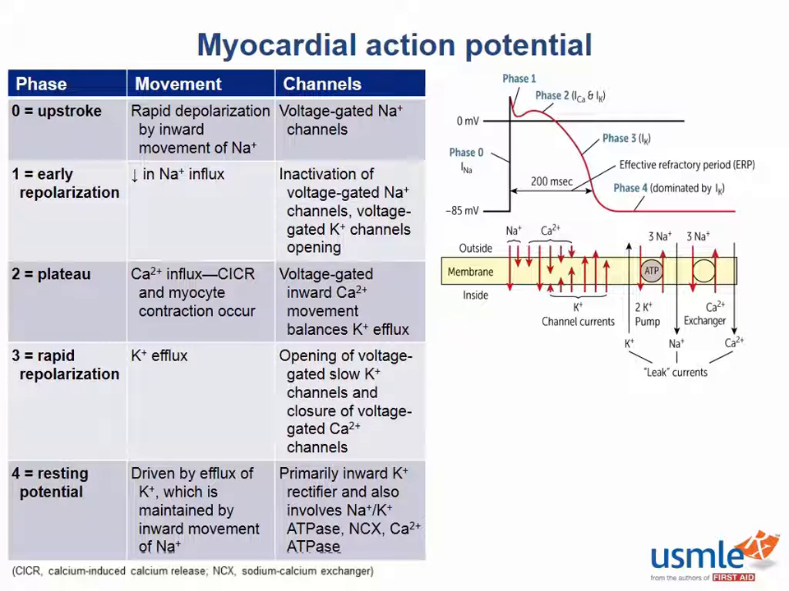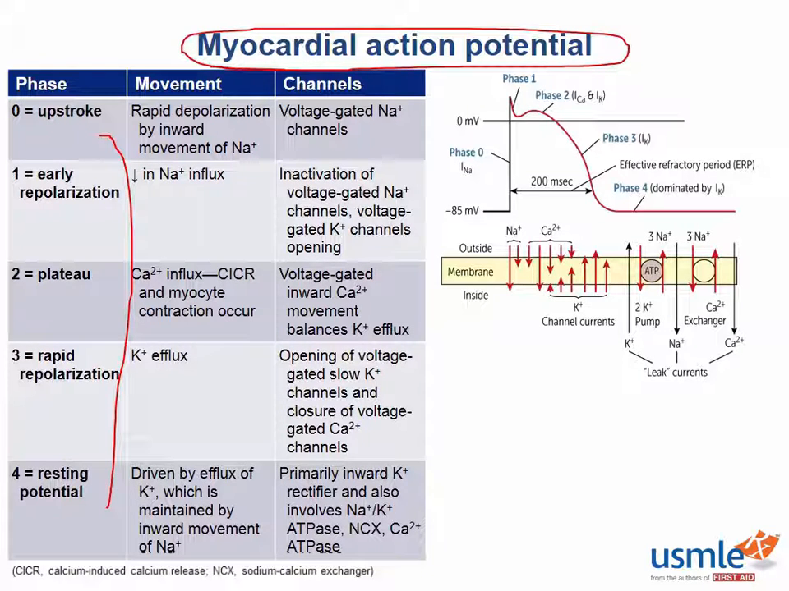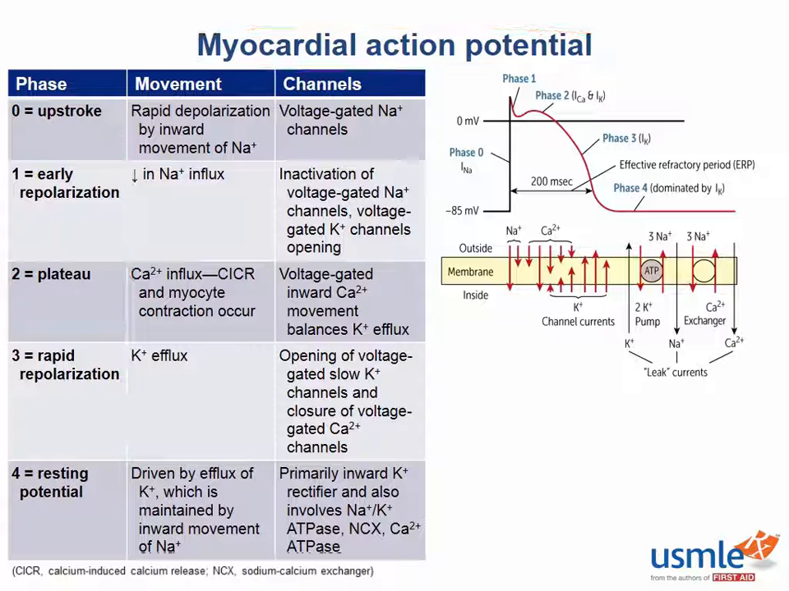The action potential of the cardiomyocyte is called the myocardial action potential. The myocardial action potential is broken up into 5 different phases, numbered 0 to 4. Each phase is characterized by a change in the cell membrane potential secondary to movement of a particular electrolyte into or out of the cell.